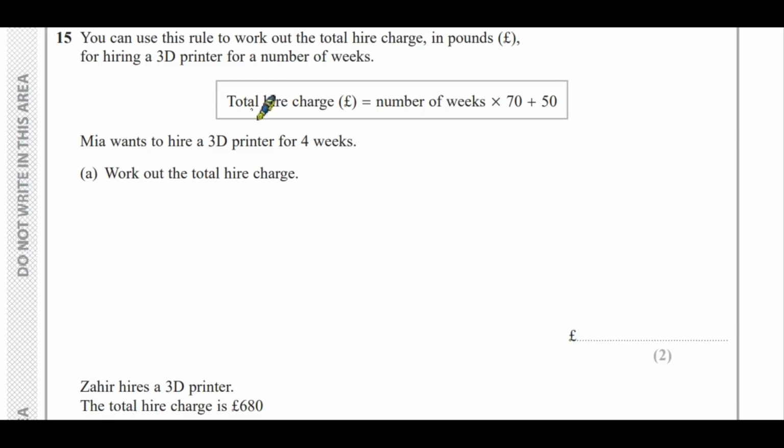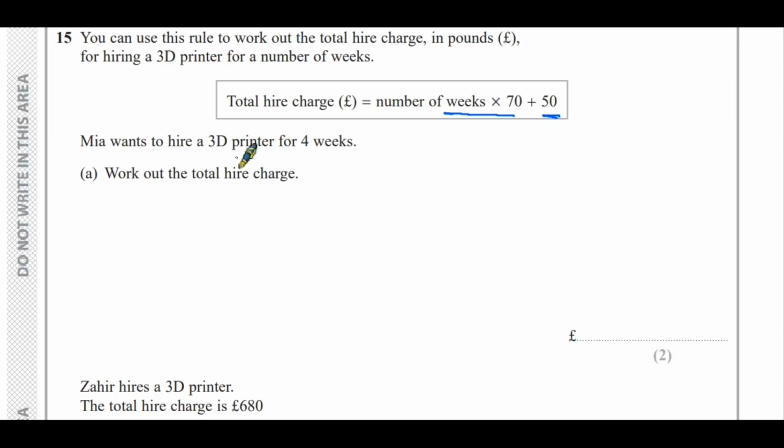Question 15, part A. You can use this rule to work out the total hire charges in pounds for hiring a 3D printer for a number of weeks. And we are told that the hire charge is the number of weeks times 70 plus 50. So in fact what you are being charged here is a £50 deposit and then £70 per week.